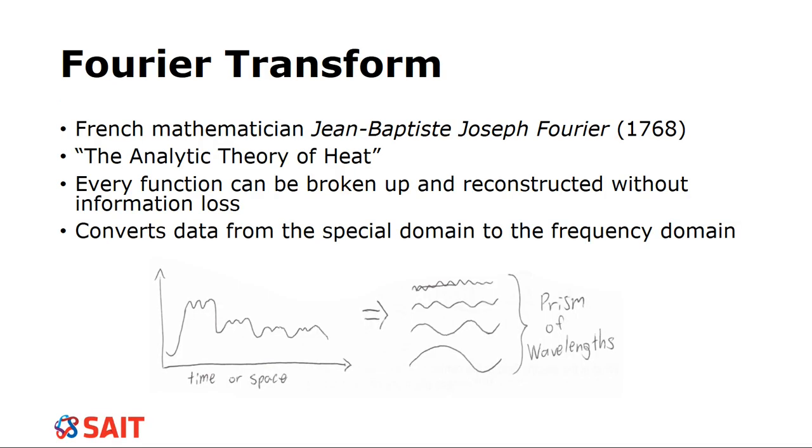So the Fourier transform itself was developed by a French mathematician back in 1768. Yes, it is old, but it is still very relevant. And he developed this theory in a big, long thesis that was titled The Analytic Theory of Heat.